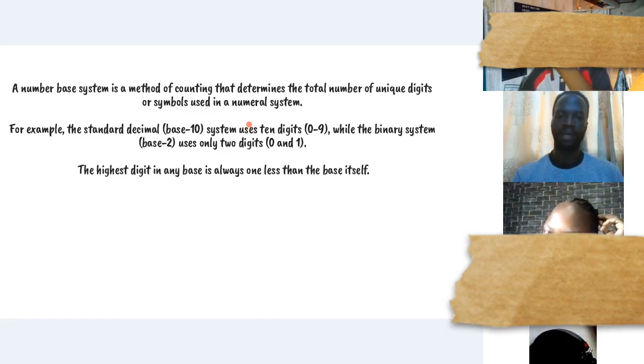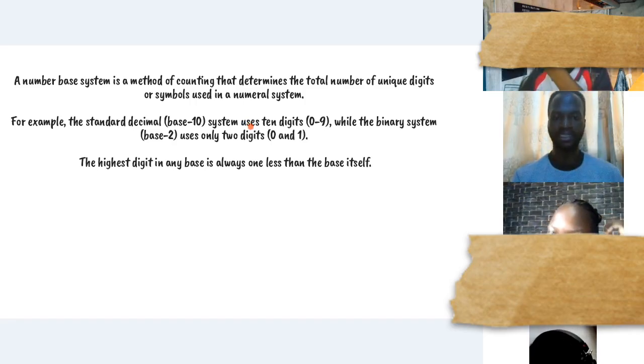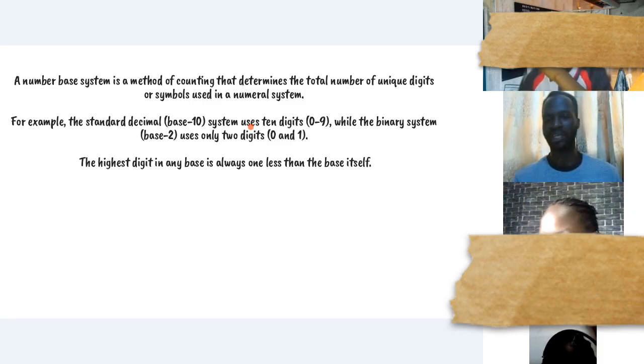Now, like I said, a number-based system simply refers to a system of counting. There are several different systems of counting numbers, and these systems are what we're going to be looking at one after the other.